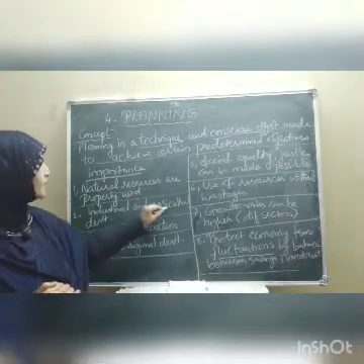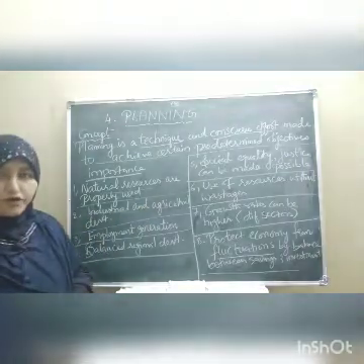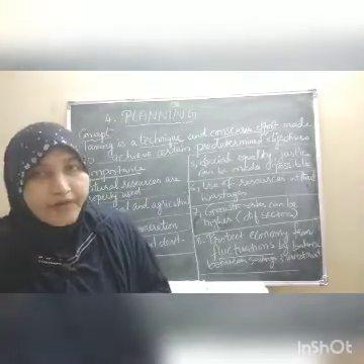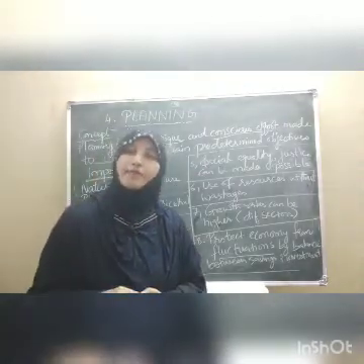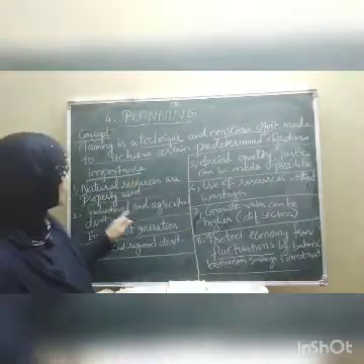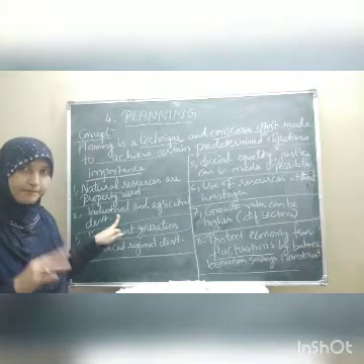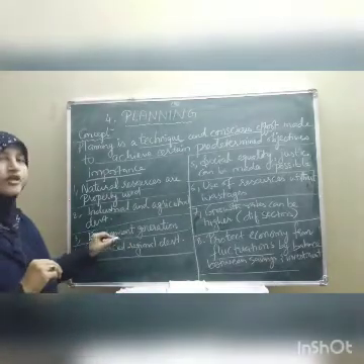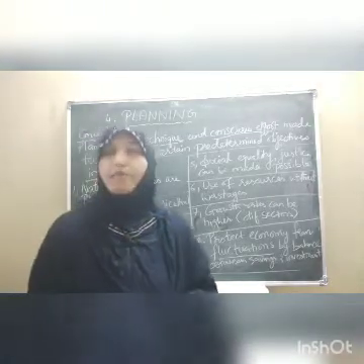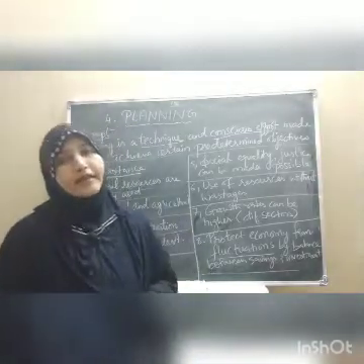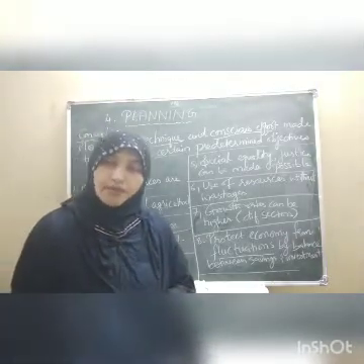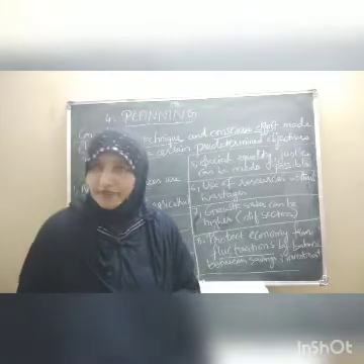Second, industrial and agricultural development is possible. If we plan properly, we develop not only agricultural production but also industrial production. So both developments are possible because of planning. The third one is employment generation. Children, there are a number of employment generation programs and policies given by the government. If we plan properly, we can utilize those employment generation programs effectively.